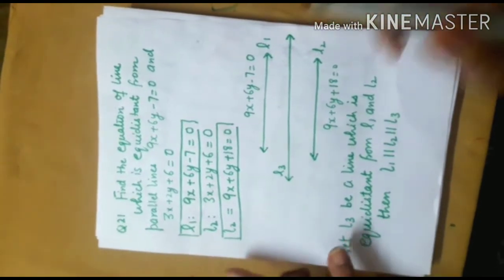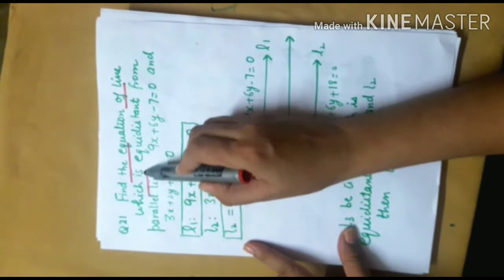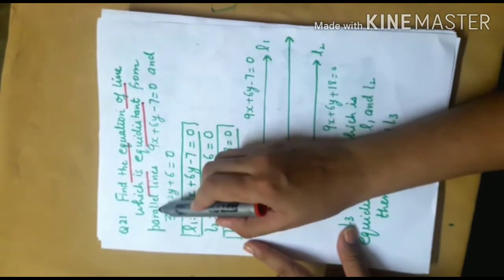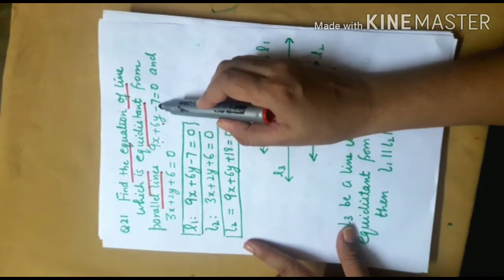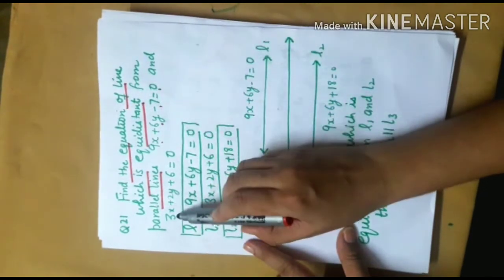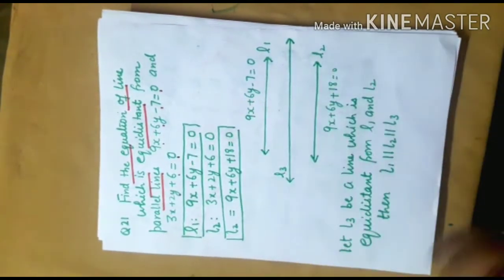Next question is, find the equation of the line which is equidistant from the parallel lines 9x plus 6y minus 7 equals 0 and 3x plus 2y plus 6 equals 0.